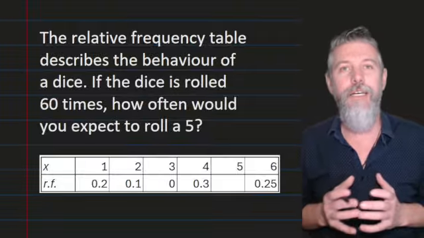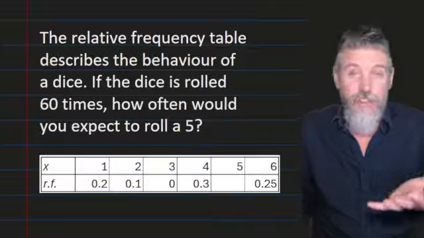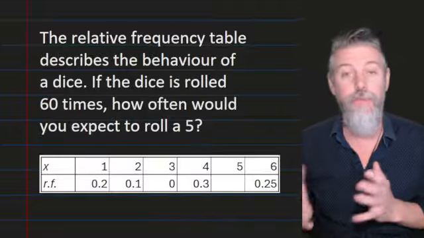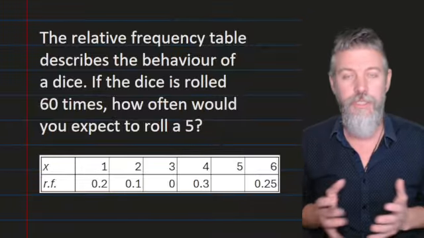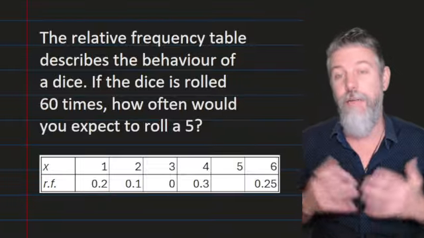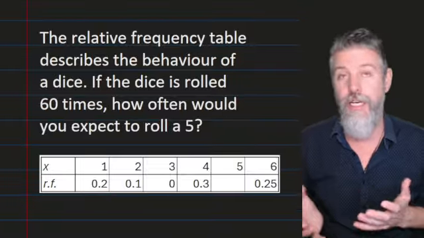So don't get tied down with the fact that it's a dice. It doesn't have to have a 1 in 6 relative frequency for probability for all of the outcomes. We can go off experimental data, and that's what this question looks at.